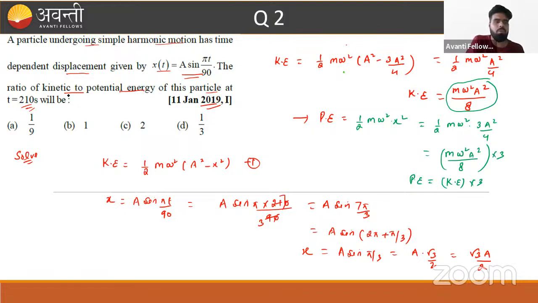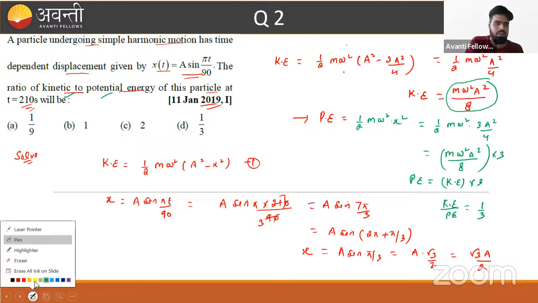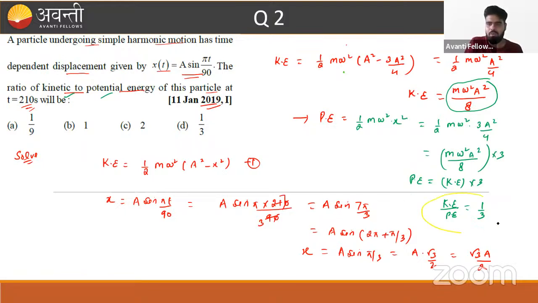What is asked in the problem? Ratio of kinetic to potential. So we can simply say kinetic divided over potential is nothing but 1 by 3. So option D is the right one. That is the simple problem asked in JEE Main 2019.